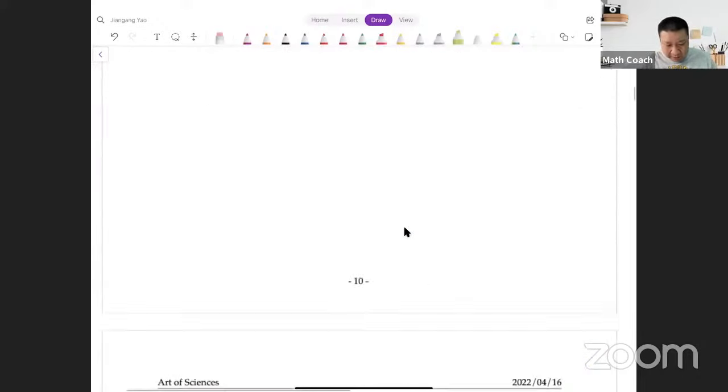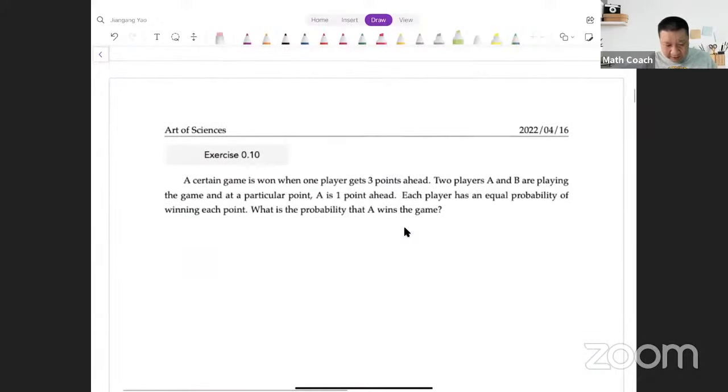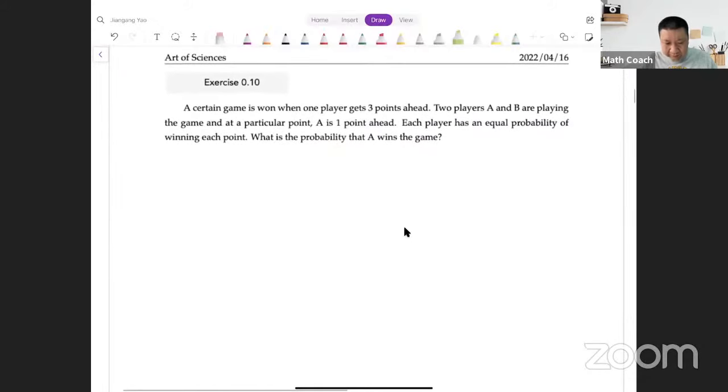And now let's move on to problem 10. That is a probability question. So definitely the answer is between 0 and 1.